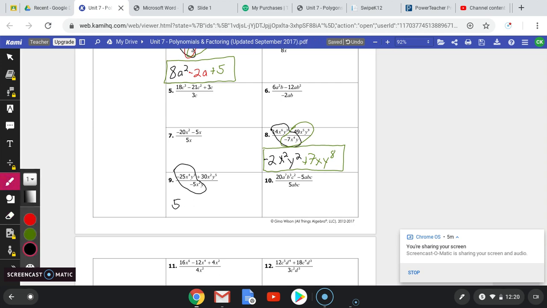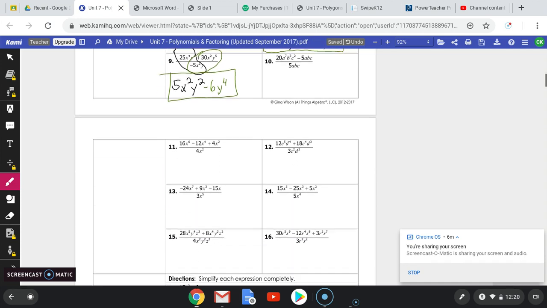X to the fourth divided by x squared: 4 minus 2 is 2. Y cubed divided by y is y squared. Do this next part here. 30 divided by negative 5 is negative 6. X squared divided by x squared is 1, so I don't need to write that down. And then y to the fifth divided by y is y to the fourth.